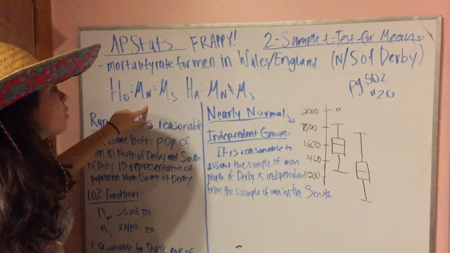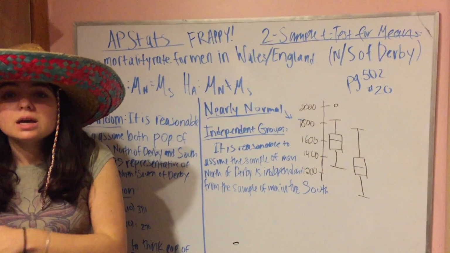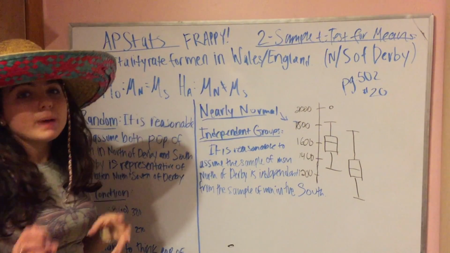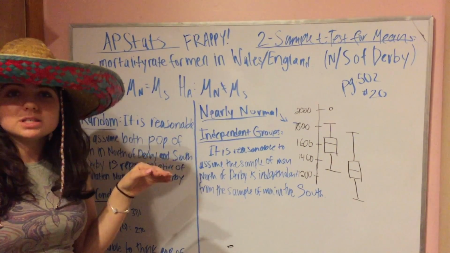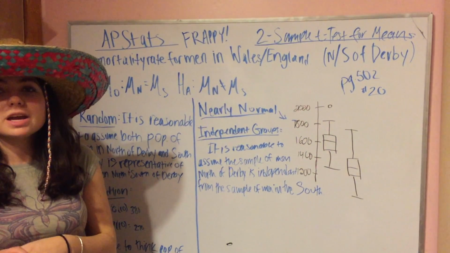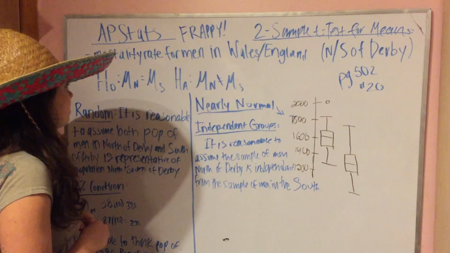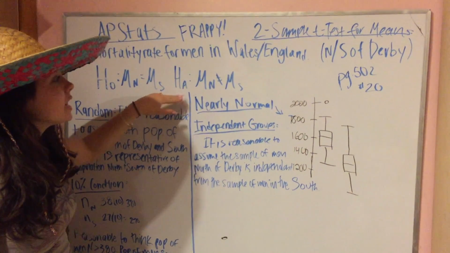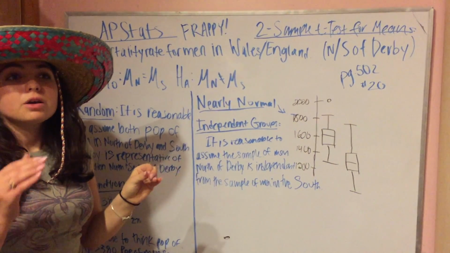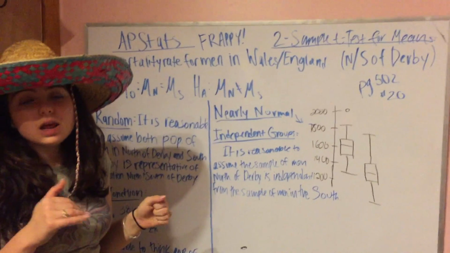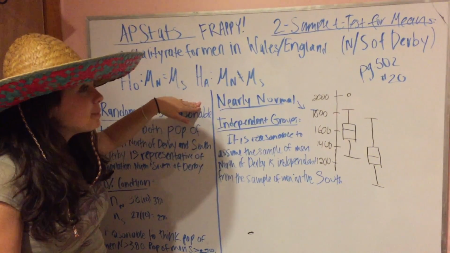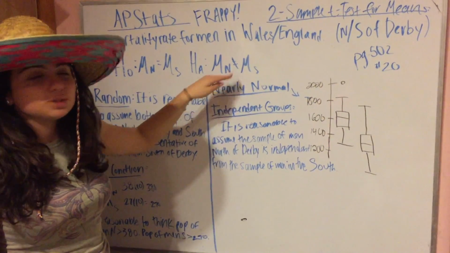In the null hypothesis, you always say one mean is equal to another. So in this problem, we're saying the mean of the men's mortality rate north of the city Derby is equal to the mean of the mortality rate south of the city Derby. And then in the alternate, we're saying those two means are not equal to each other. You could either say they're not equal to, greater than, or less than in this type of problem, but this problem is calling for not equal to.